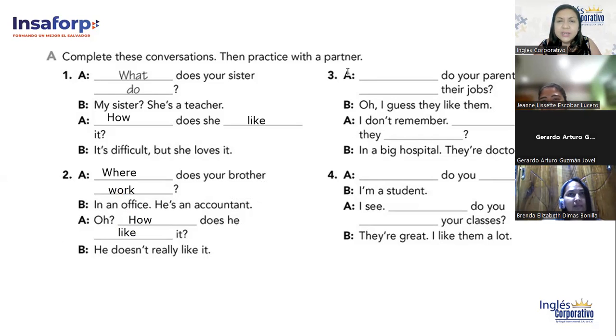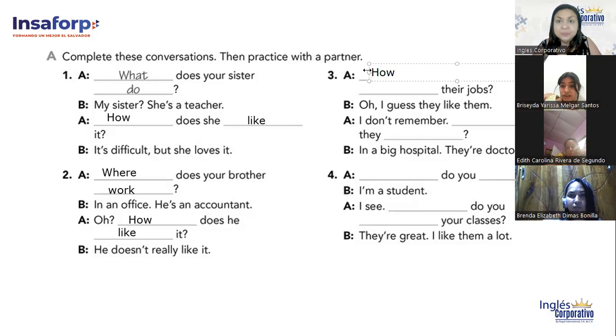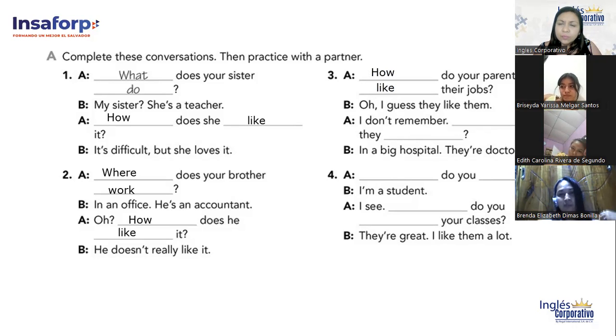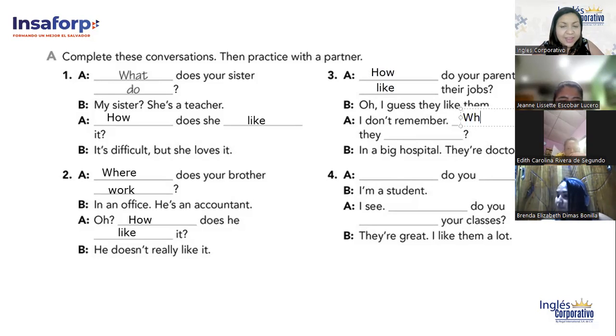Okay, number three. Look at the answer. The answer is, oh, I guess they like them. So it's what? How do your parents like their jobs? Oh, I guess they like them. I don't remember. Where do they work? Exactly. Excellent. Where do they work? In a big hospital, they are doctors.